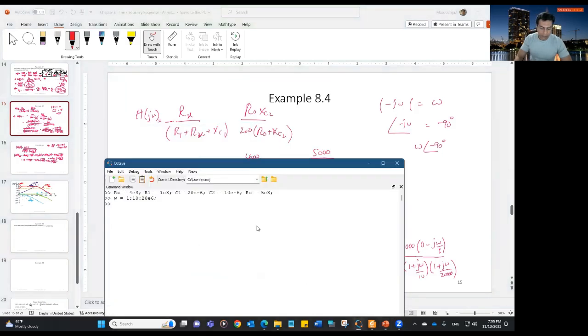So now I'm going to go ahead and write down my xc1, which is 1 over what? 1 over j omega c, I mean j times omega times c1.